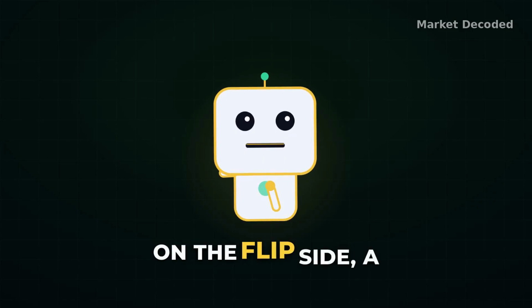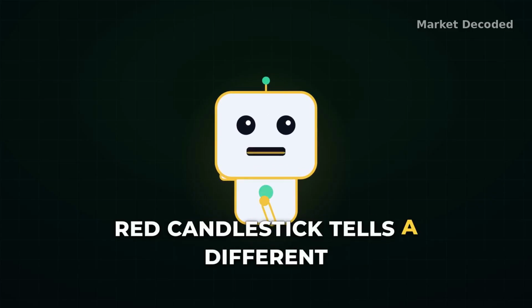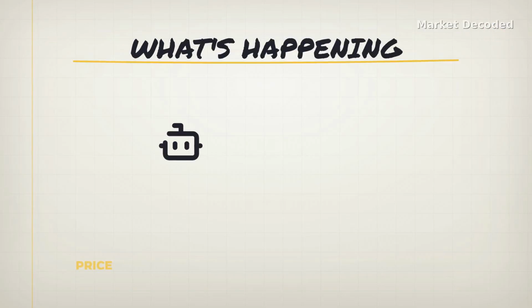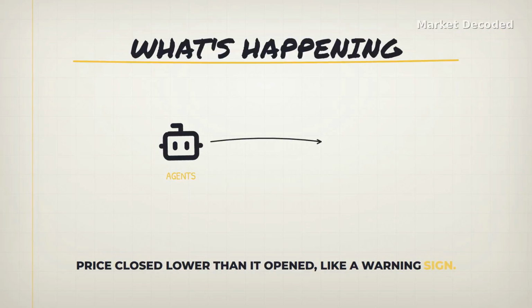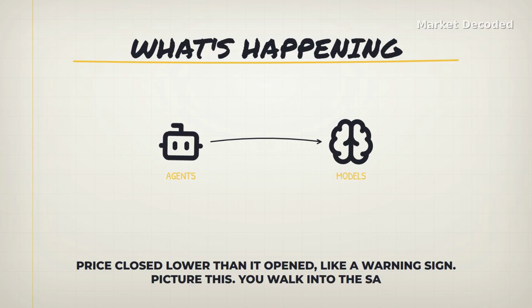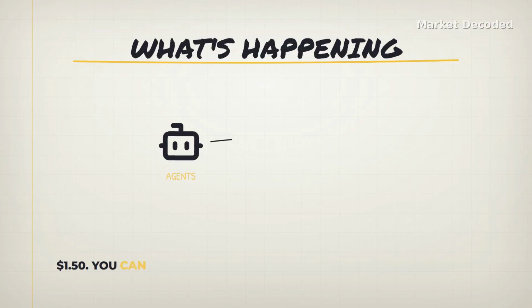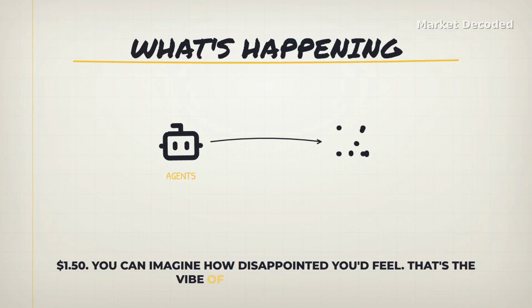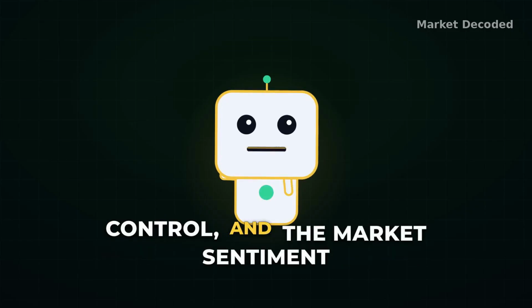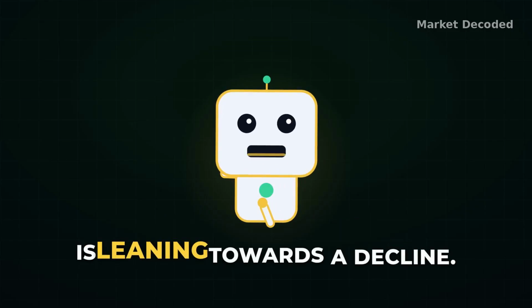On the flip side, a red candlestick tells a different story. It reveals that the price closed lower than it opened, like a warning sign. Picture this. You walk into the same bakery, and the pastry you bought for $2 is now only $1.50. You can imagine how disappointed you'd feel. That's the vibe of a red candlestick. It signals caution or pessimism among traders. It suggests sellers are in control, and the market sentiment is leaning towards a decline.